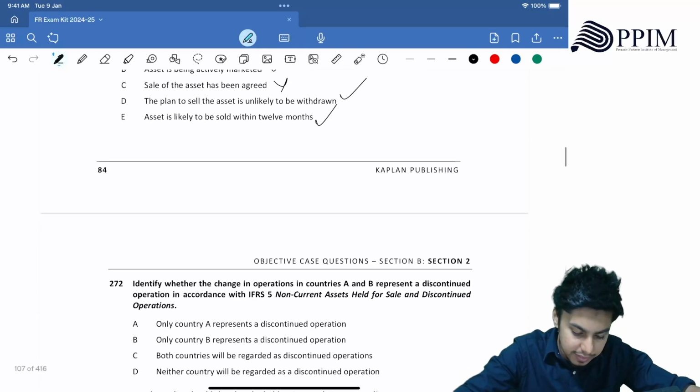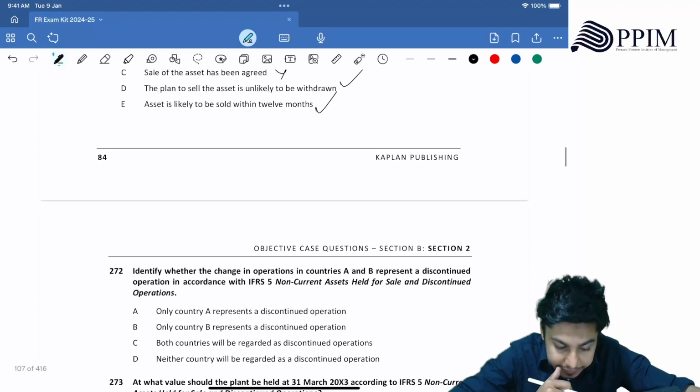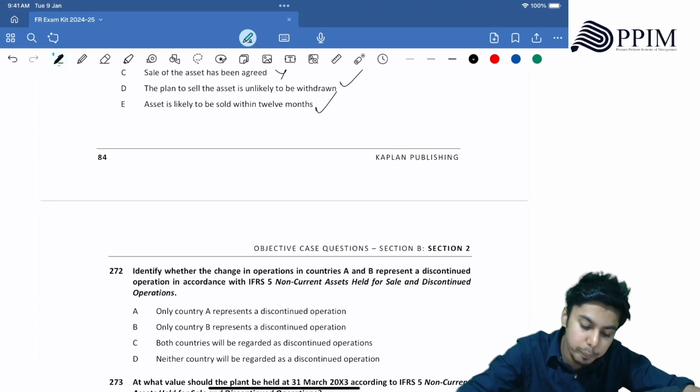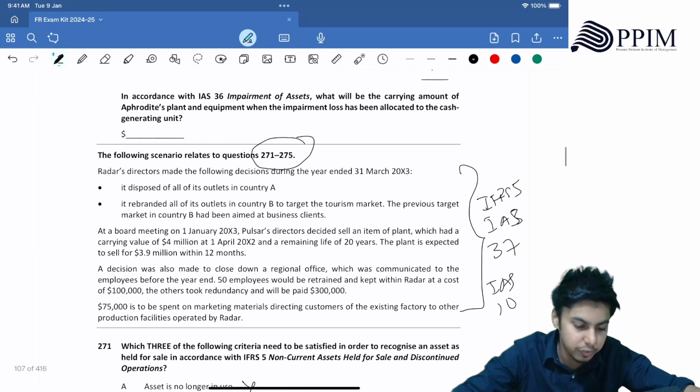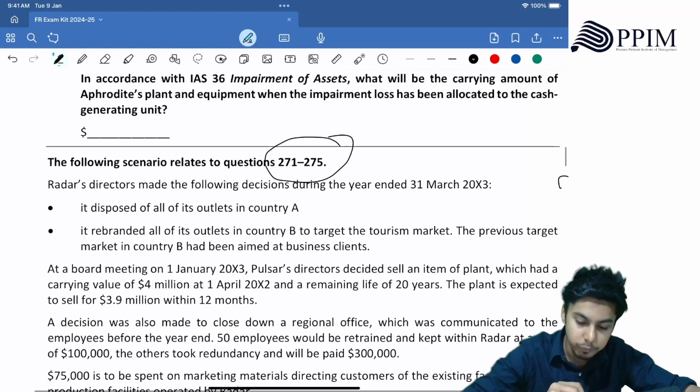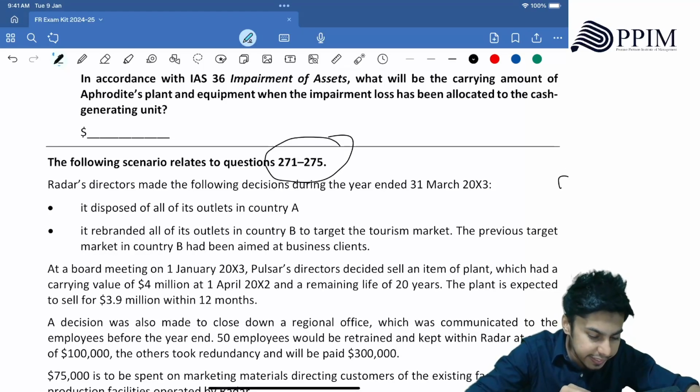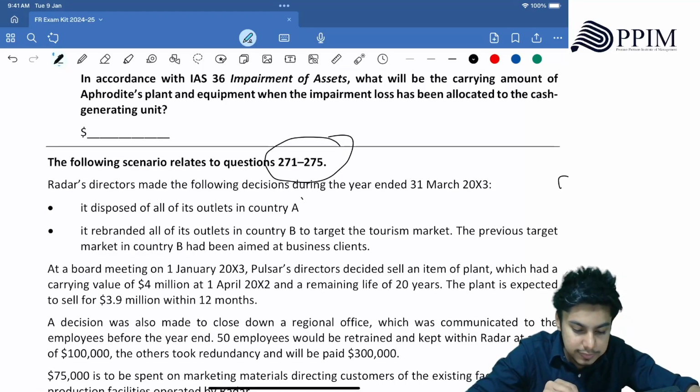Next question, what they're asking, identify whether a change in operation in A and B would be a discontinued operation. Now, guys, first of all, let's check and see this part. Right, A part, it disposed all of its outlets in country A.